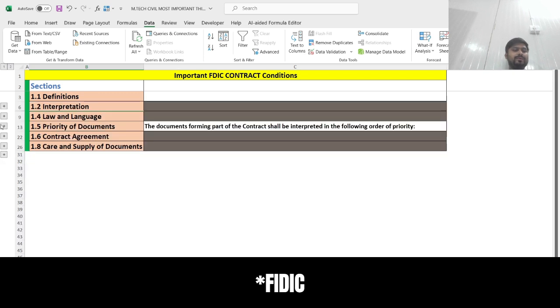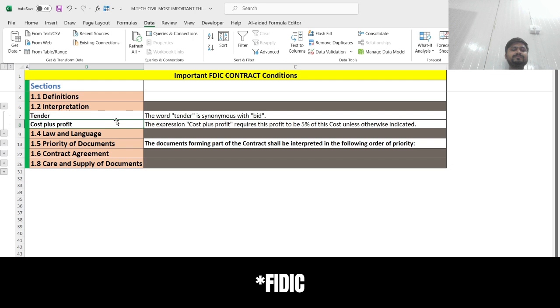Now let's go to interpretation. There are some contractual terms that are used on a day-to-day basis in the contract. So you need to know, as a beginner, what is meant by tender. Tender is generally a synonym of bid. All right. You can also say tender document, bidding document, or contract document. They are all synonyms of tender only.